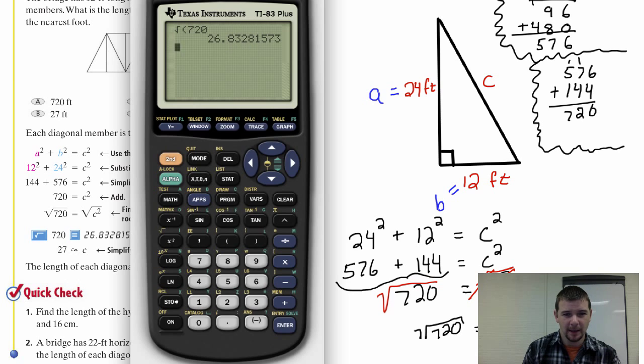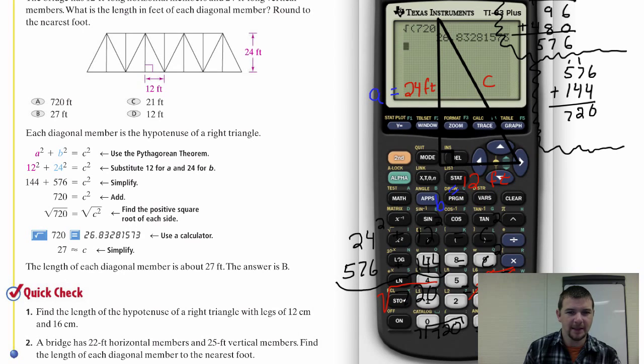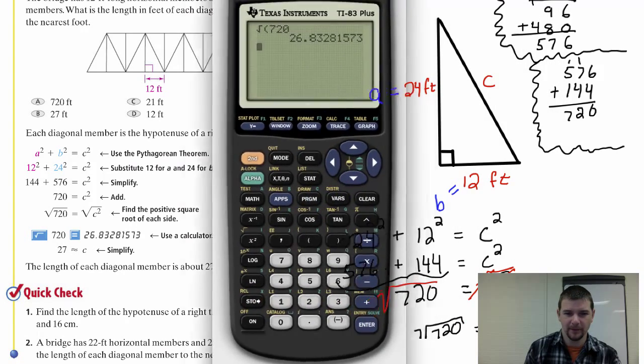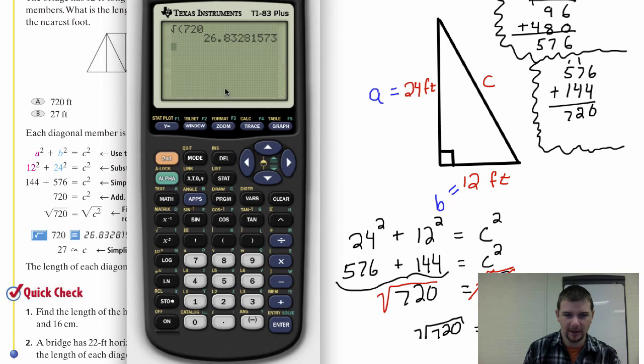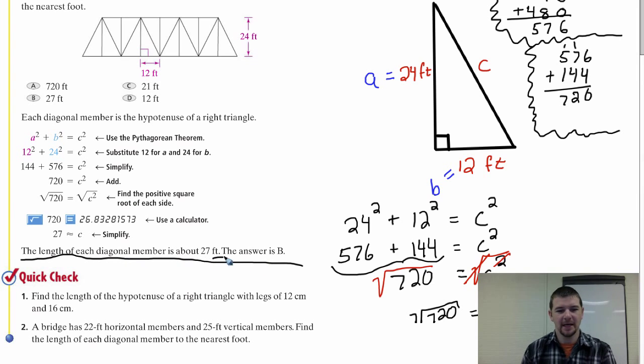So to show you, when I tap enter, 26.832, but in this problem, recall we are told to round to the nearest foot. So rounding 26.83 to the nearest foot, that's going to be 27 feet. So thank you, calculator. Approximately 27 feet. So you can see also a nice sentence written for us. Be sure to use complete sentences and include units. The length of each diagonal member is about 27 feet.